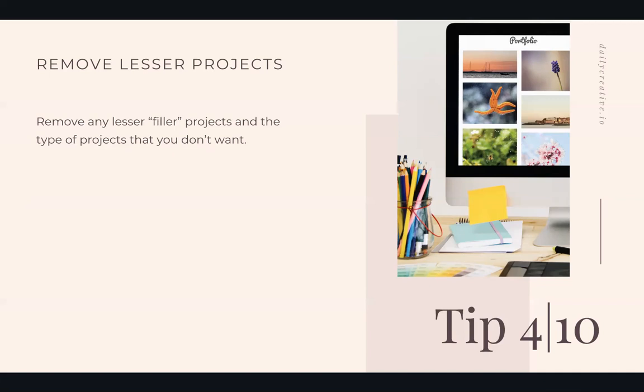So remove any of the filler projects, and also remove the type of projects that you don't want. Because when clients look at your portfolio, they are going to hire you to do the kind of work that they see in your portfolio. Let's say you want to do web design, but your portfolio is both web design and branding or social media posts or something like that. If you have those social media things there, people will hire you to do that. Take it out. If that's not the kind of work you want, take it out and only fill it with things that you actually want to work on. This is actually really, really, really important.